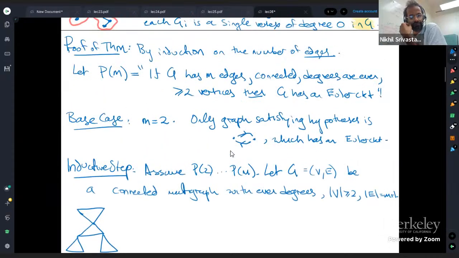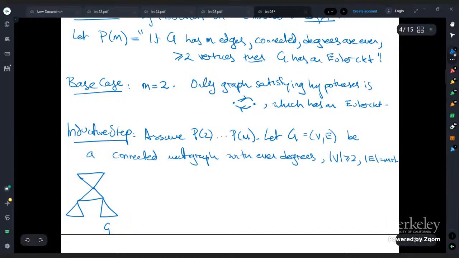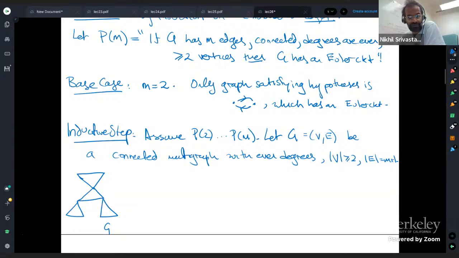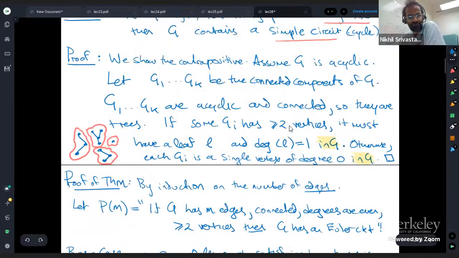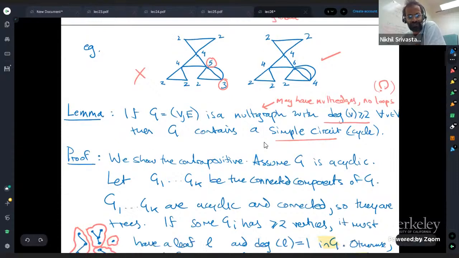So any ideas about how to get a smaller graph out of this, which still has the same properties? We break it up into simple circuits. Okay, that's a good thought. We don't yet know how to do that, but we do know how to find a simple circuit. The lemma tells us that if the degrees are at least 2, then it has a simple circuit.